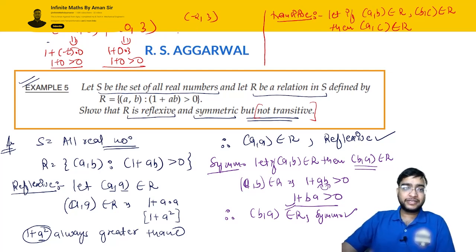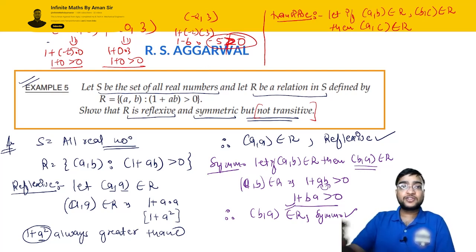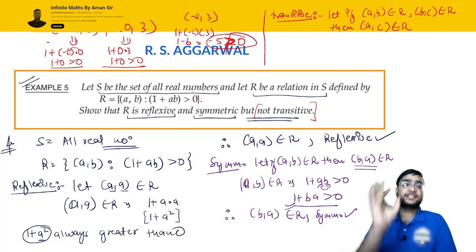Is the condition for -2 comma 3 also fulfilled there? Let's see: 1 plus -2 into 3 is 1 minus 6, which is -5, and -5 is not greater than 0. So this is a contradictory condition. So I have taken this as an example of a false condition here.